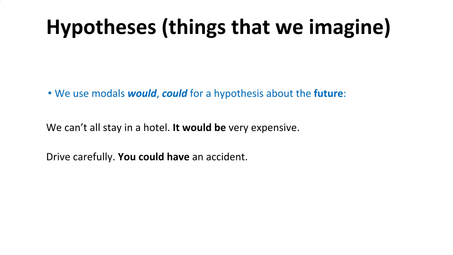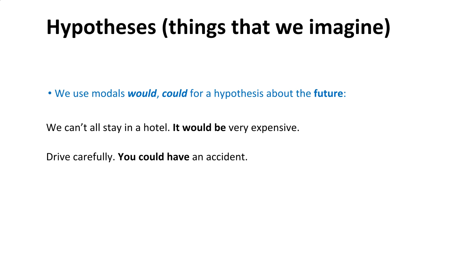For example, would, could for a hypothesis about the future. Let's say we can't all stay in a hotel, it would be very expensive. So this is a thing that you are imagining right now. Let's say you're going to Thailand and you are backpackers, you're students, you don't have much money. So now you all decide to stay at the hotel and it's going to be very expensive. So you say it would be very expensive if we all stay in a hotel. So what do you do? You decide to stay at the dormitory where you can share the same room with different beds. So you can save a lot of money.